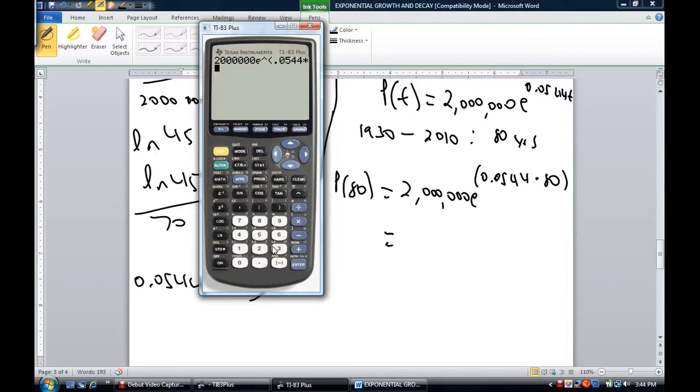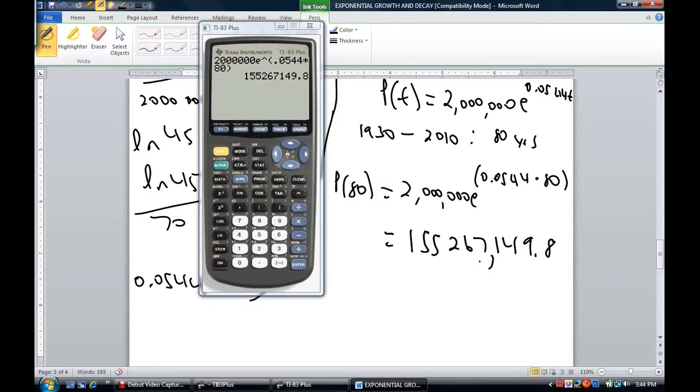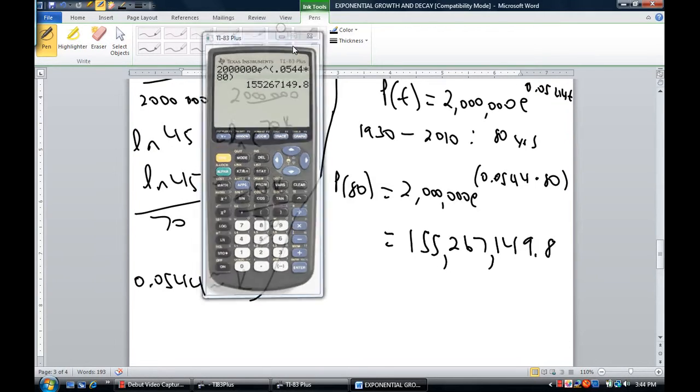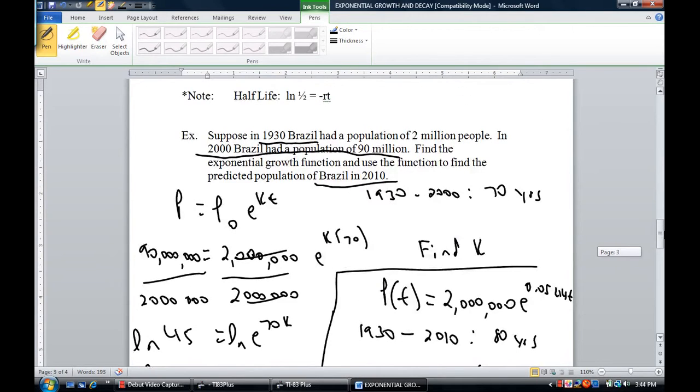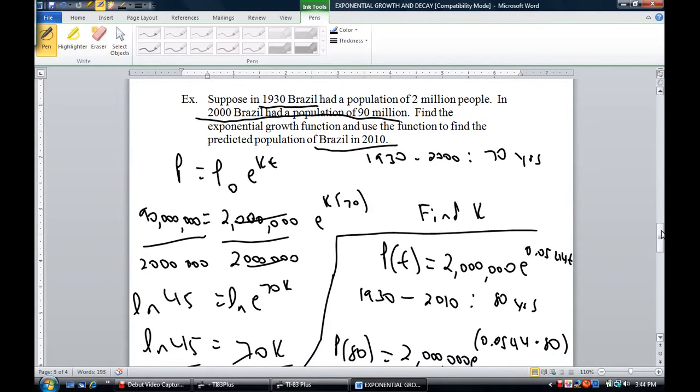0.0544 times 80. We get this number: 155,267,149.8. If you want to round up, it's 150. Probably should round up. I'm talking about people. I don't want to see 0.8 of a person. And so that's what we're doing.